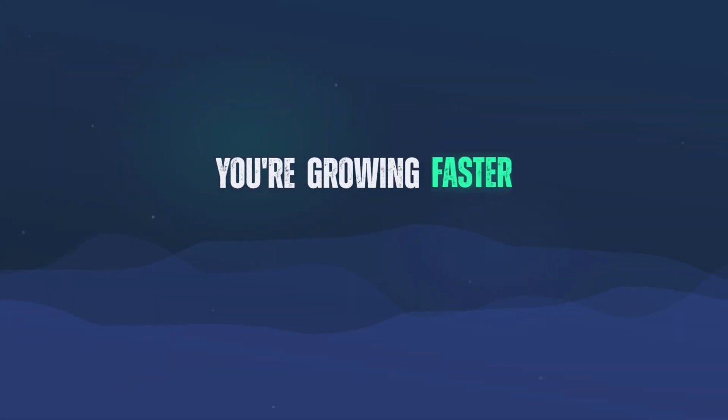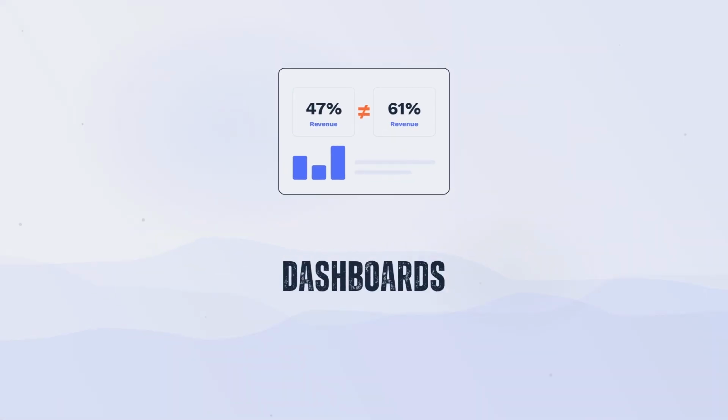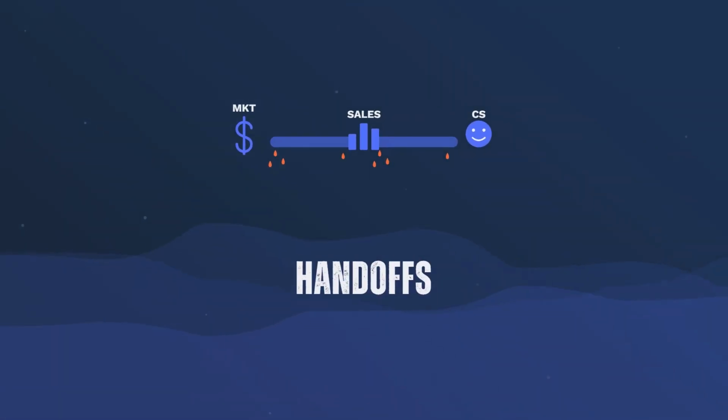But here's the tension at stage 2. You're growing faster than your systems can handle. You've got process documentation, but it's not being followed consistently. You've got dashboards, but people aren't sure which numbers to trust. You've got handoffs between marketing and sales and CS, but those handoffs are still leaky. Leads fall through the cracks, customer health scores aren't being updated, expansion revenue is being left on the table. This is also where the tech stack starts getting out of control.